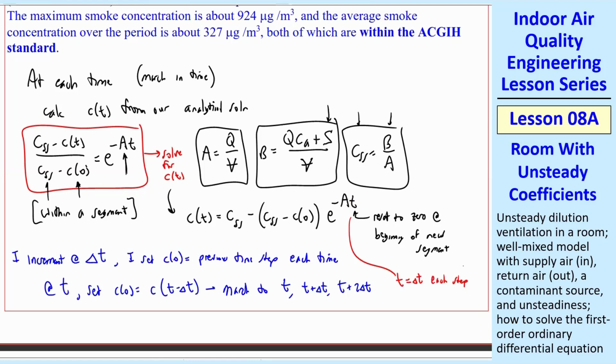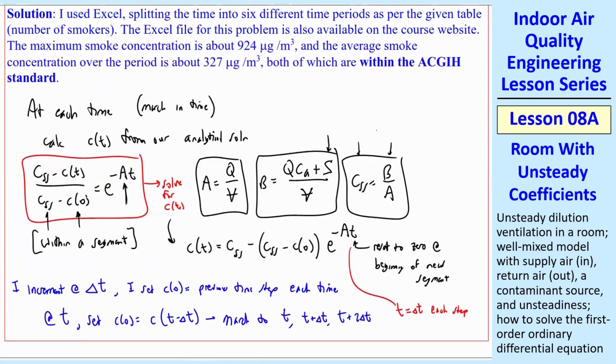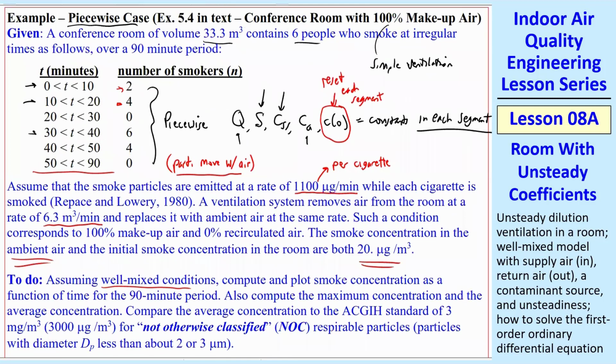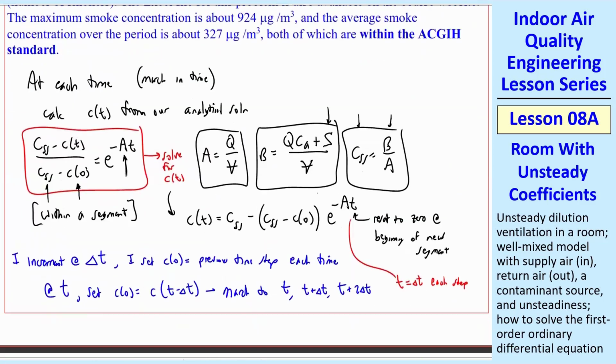So I'm doing piecewise with some small delta t rather than just doing it for the whole segment. I could jump right from 0 to 10 minutes, find the C there, and then jump to 20 minutes, and then jump to 30 minutes. But since I'm plotting it, I'm going to do that for a small time step. So you can do it however you want, but that's how I chose to do this.